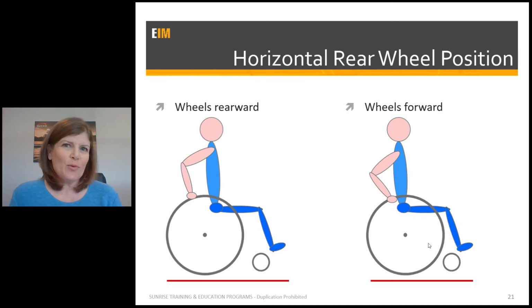So with the custom folding and the custom rigid wheelchairs, I do now have that ability for that horizontal rear wheel adjustment. So what that means is that relative to the frame of the wheelchair, my wheels could perhaps be in a rearward position. This is what you're going to find in those standard wheelchairs. Or my wheels could be moved into a more forward position, which is what I could see when I'm working with a custom folding or a custom rigid wheelchair.